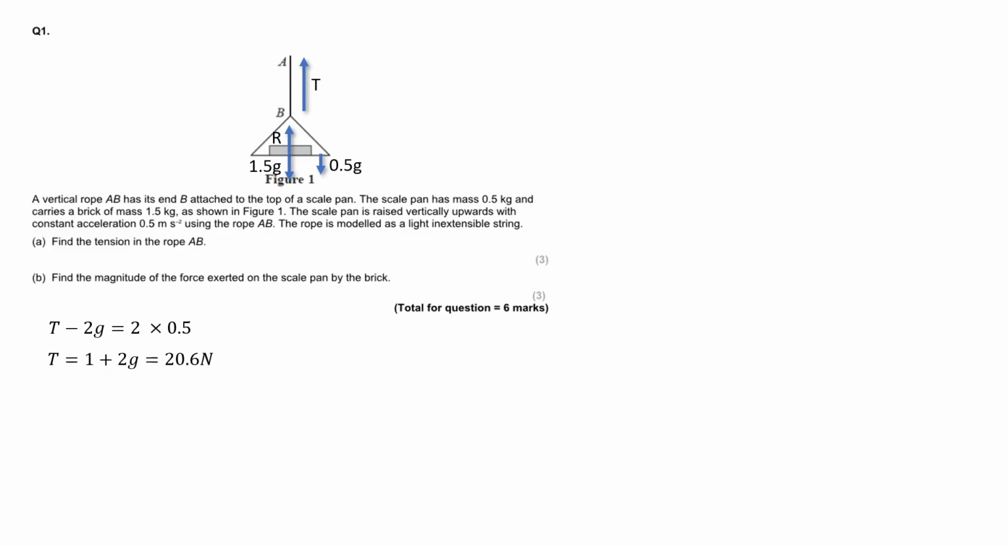And in this case, we can consider just the brick. So all the forces acting on the brick are the reaction force and its weight, which is 1.5 g. So we can say that the resultant force is equal to the reaction force minus 1.5 g. And we know the reaction force is greater than its weight because it's accelerating upwards. And if you remember, F is equal to ma, substituting our force with mass times the acceleration, we get 1.5 times 0.5 is equal to R minus 1.5 g. Then, solving for R, we get R is equal to 15.45 newtons. And that's how you solve these types of questions.